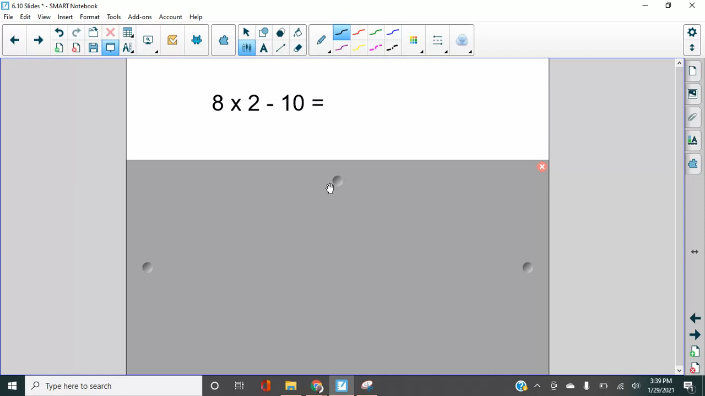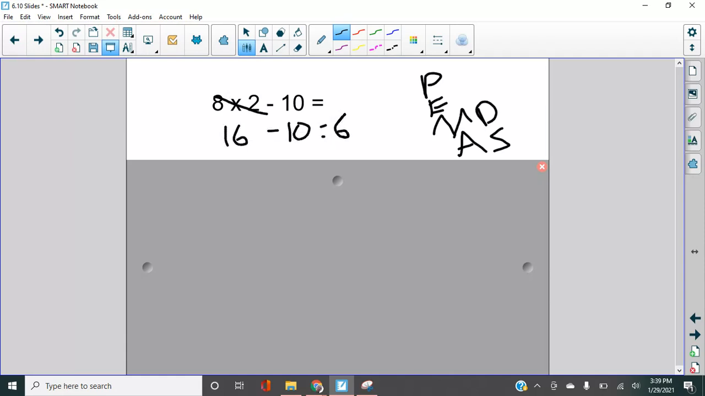So remember, we have please excuse my dear, MD, PEMDAS, Aunt Sally. That's terrible writing, but sometimes it's hard on the screen. So do you see any parentheses? No. Do you see any exponents? No, and you won't this year. Multiplying and dividing, do you see any? Sure do, right? That equals 16. And now 16 minus 10 equals 6.